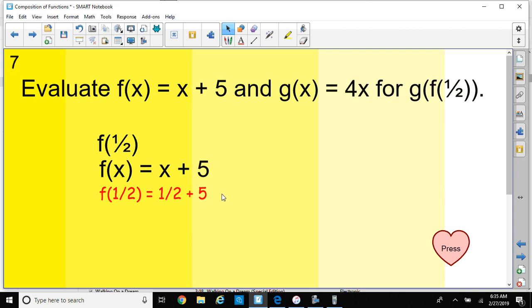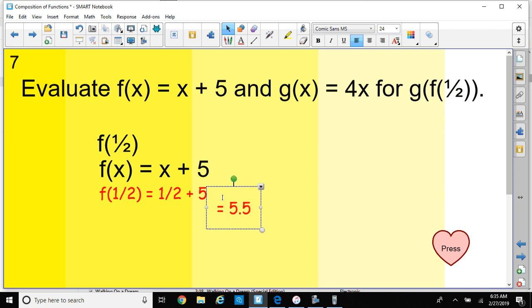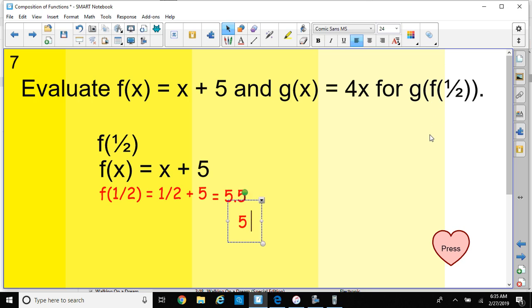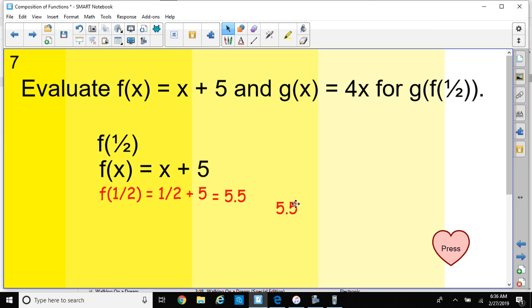And I like to get around the fraction by using a decimal, because half is another way of saying 0.5, so I'm going to say 5.5. So this inside here is only 5.5. So that's all that inside stuff is equal to, and hopefully we can figure out what is g of 5.5, because we know f of 1/2 is really 5.5. So we're really trying to find out what is g of 5.5.